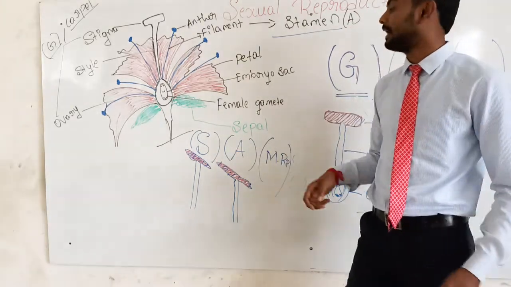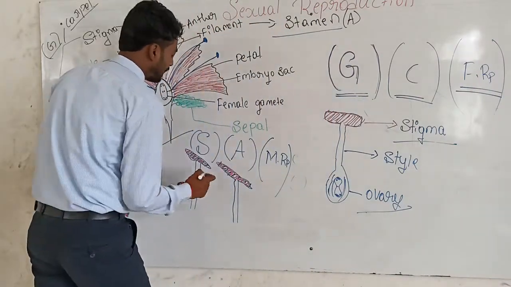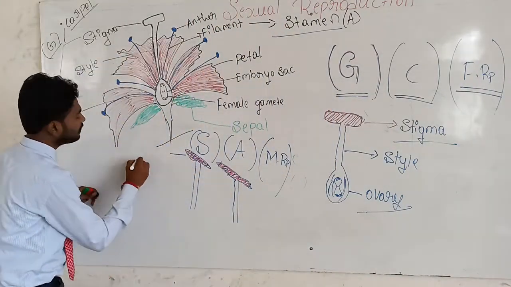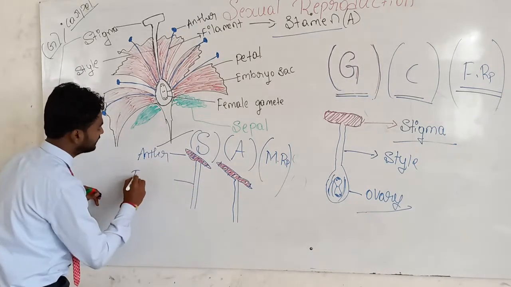The androecium or the stamen can be divided into two parts. One is the anther, the other one is the filament.